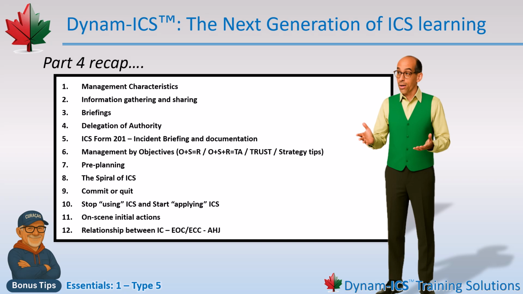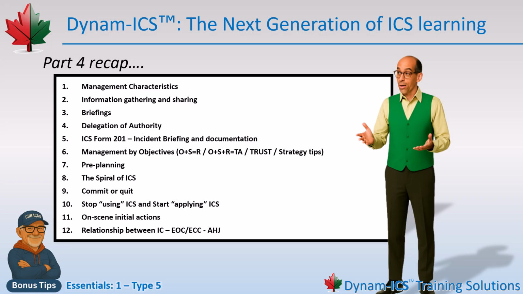12. Relationship between IC, ECC, and AHJ. Finally, we clarified how the incident commander, the ECC, and the authority having jurisdiction interact. Lateral partners, clear communication and reporting lines, and critical information flow.